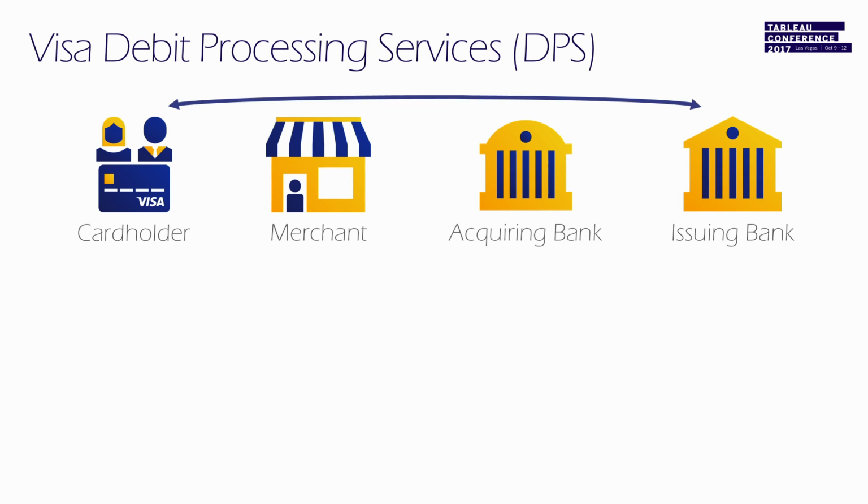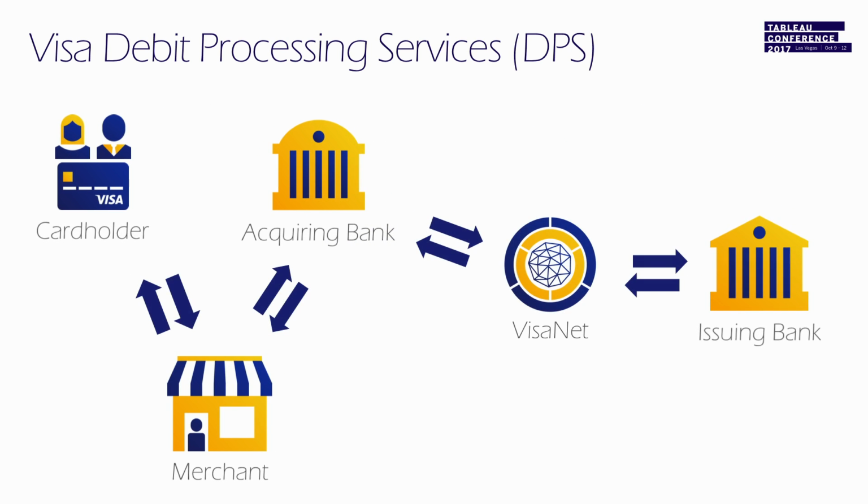Let's unpack this a little bit. The cardholder, as I mentioned, interacts with the merchant, and the merchant interacts with their acquiring bank. That's the transaction processing between merchant and the payment network. That acquiring bank then routes the network transaction activity out into the network.